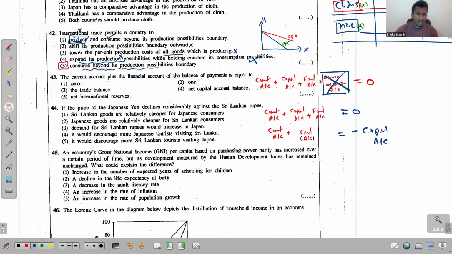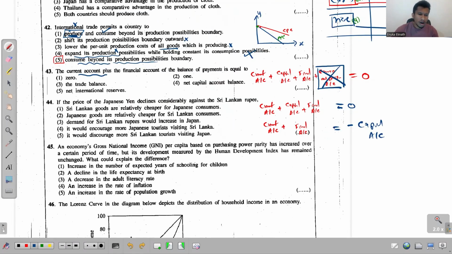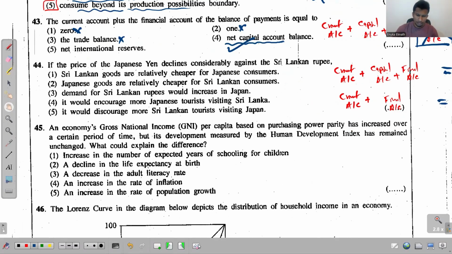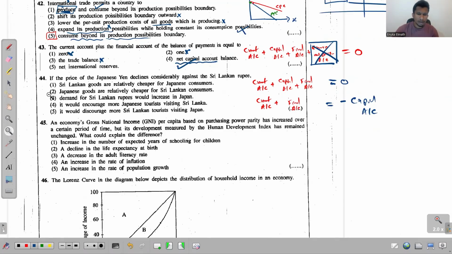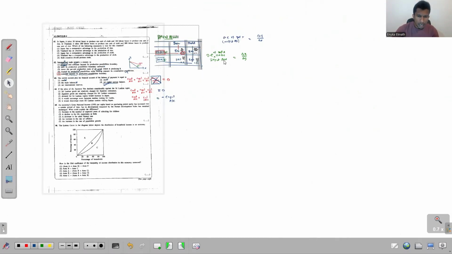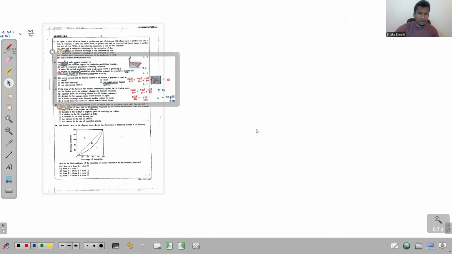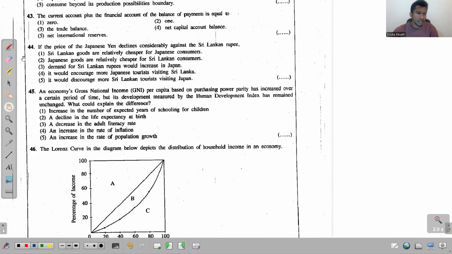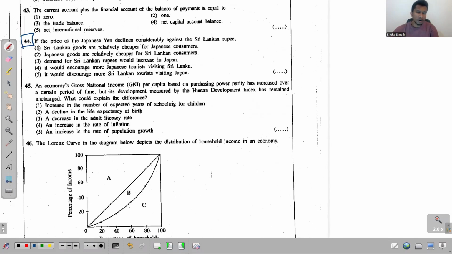All right, then the answer is, see, current account plus the financial account of the balance of payment is equal to not 0, not 1, not to the trade balance, but to the net capital account balance. So this is the answer for the question. Right, now look at this question 44. But before that, we will send all these previous calculations to the other side. We don't need this anymore. All right, now everything is clear. So look at this question 44 now.